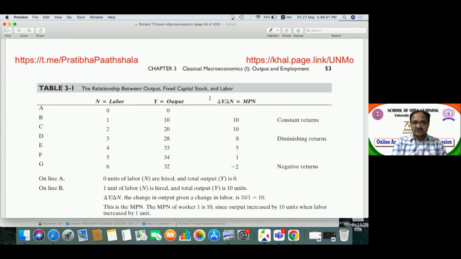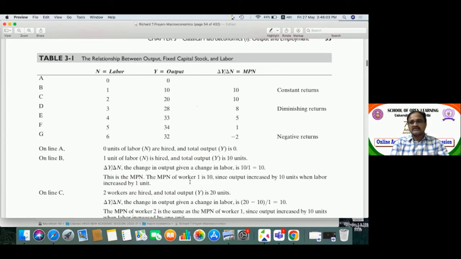So this is the table which indicates the relationship between the output and input variables. Here the output is Y. Here the input is N. How to change the labor input to change the output is the production function of the short-run theory. I hope, students, you can understand.